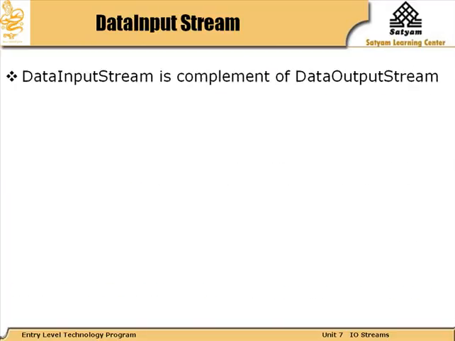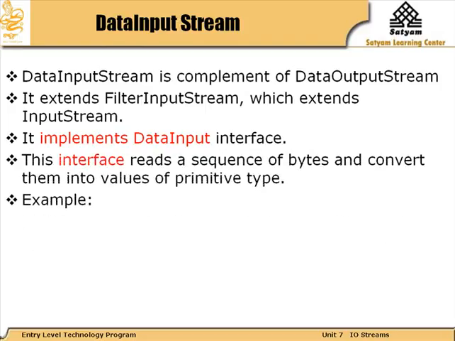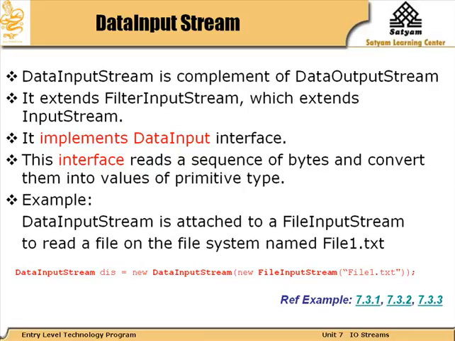Data input stream. Data input stream is a complement of data output stream. The data input stream extends filter input stream, which further extends the input stream. Data input stream implements data input interface. This interface reads a sequence of bytes and converts them into values of primitive type.